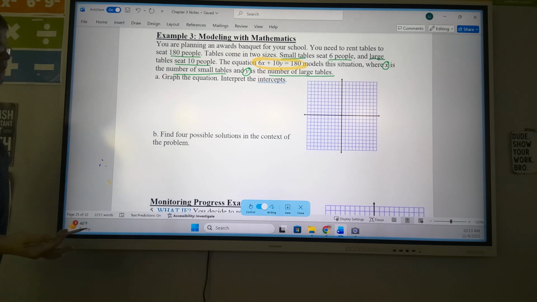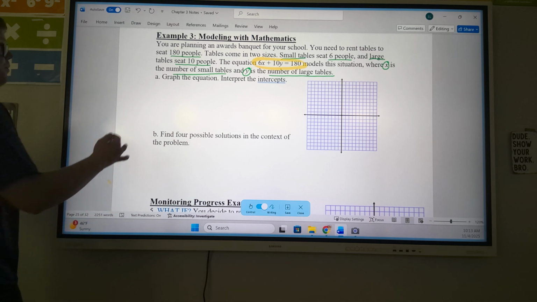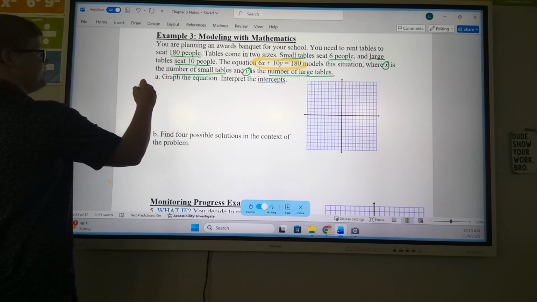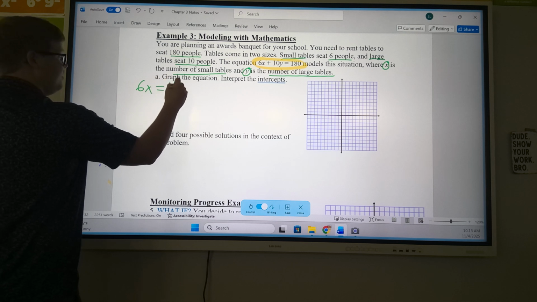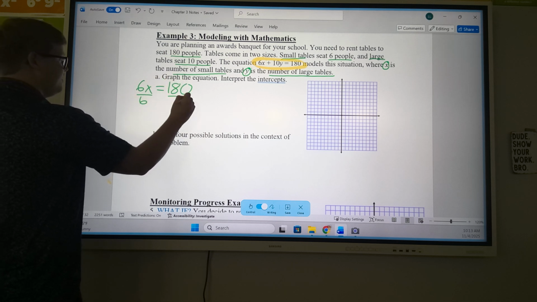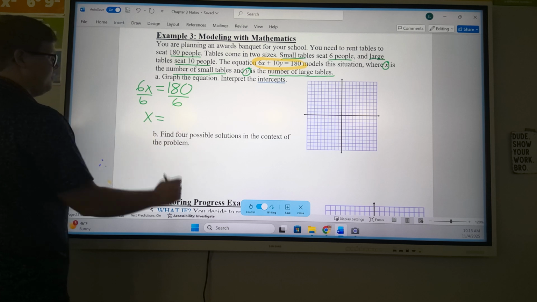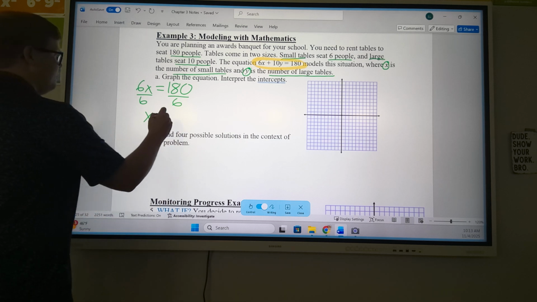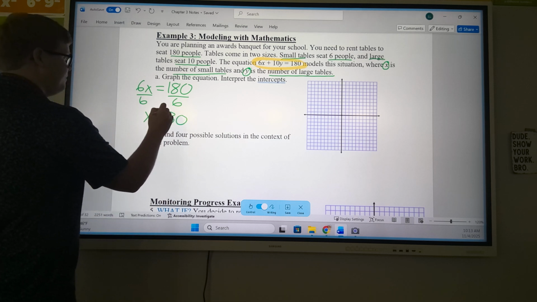So now we're going to graph using the intercepts. To find the x-intercept, we need to put 0 in for y. If we put 0 in for y, we're left with 6x equals 180. We divide by 6. X equals 30.